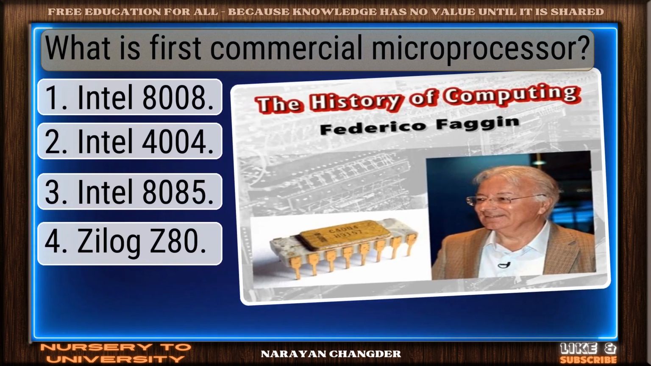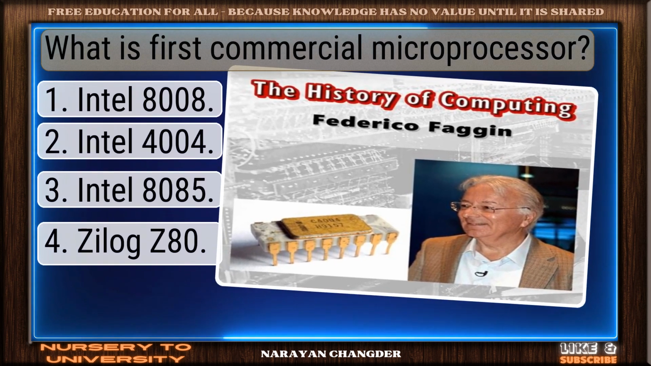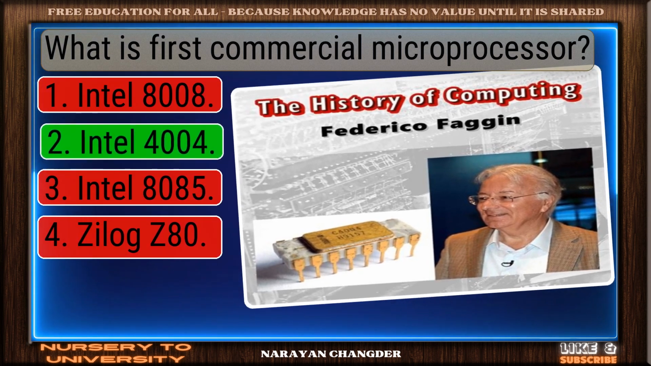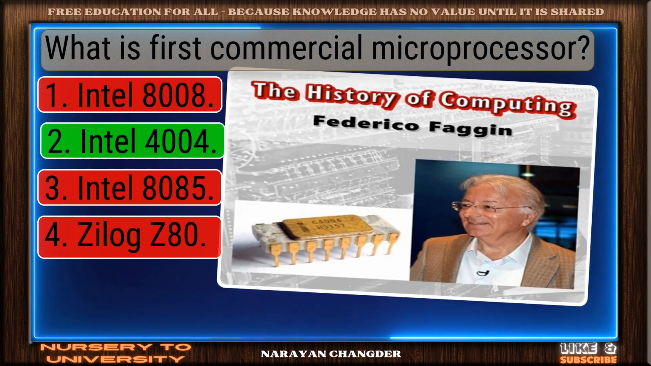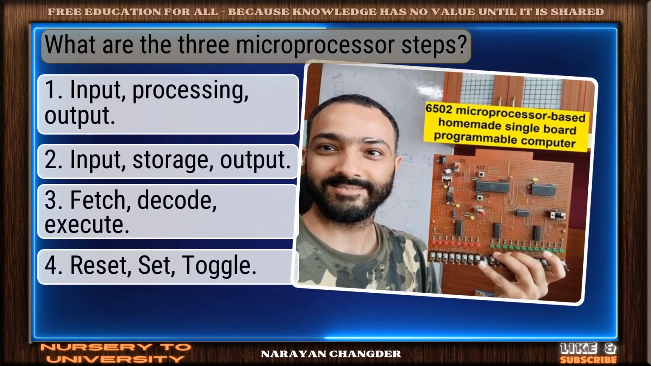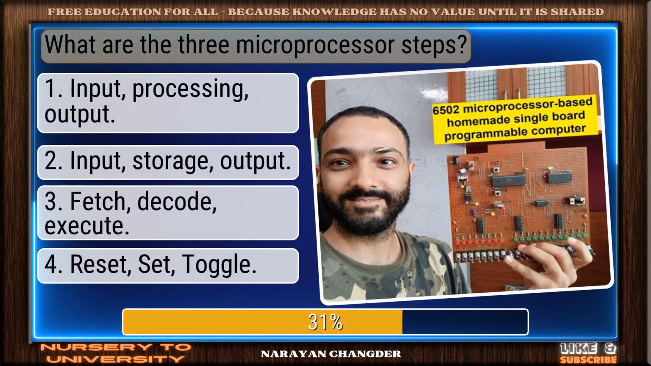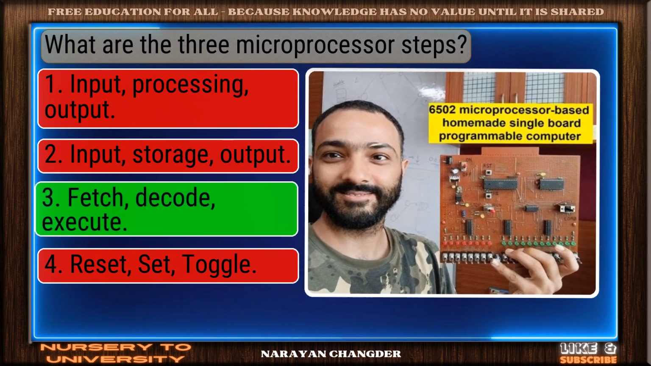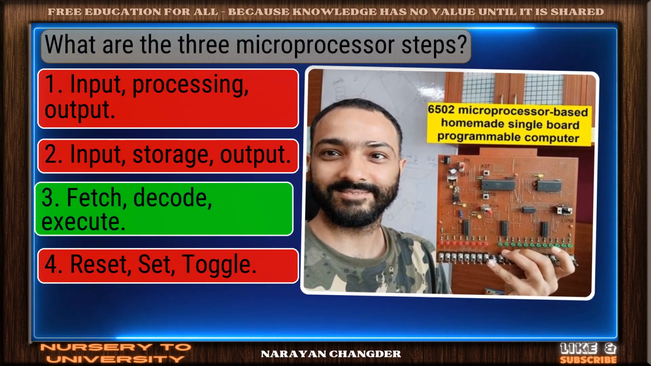Question number 35. What is the first commercial microprocessor? You chose Intel 4004, and it is correct. Question number 36. What are the 3 microprocessor steps? Smart pick, fetch, decode, execute is the correct choice.